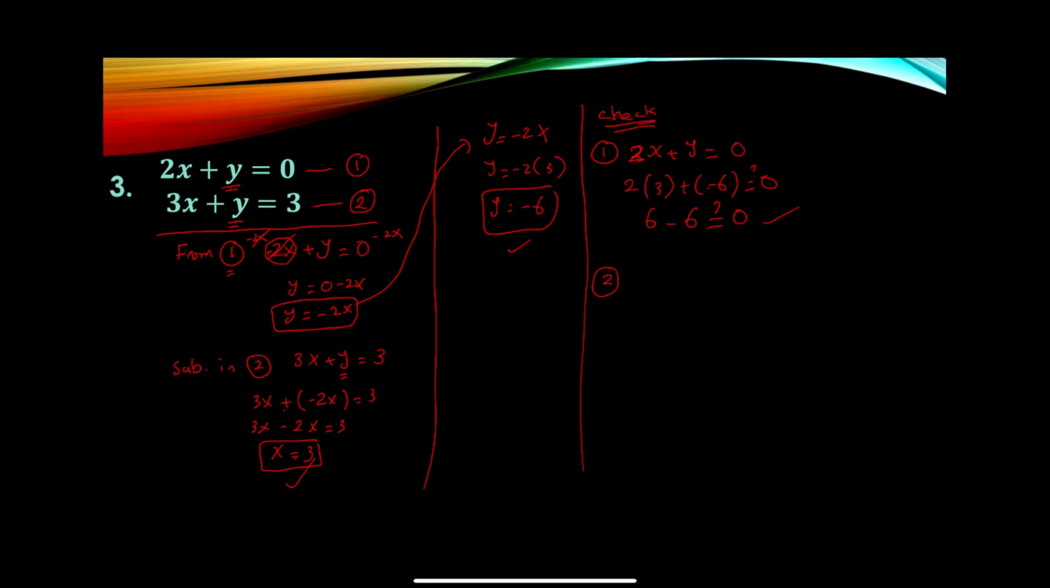Equation number 2: 3x plus y equal 3. Instead of x, I write 3. So it's 3 times 3 plus, instead of y, I write negative 6. Is that equal 3? 3 times 3 is 9. Plus and minus will give us negative. Is it equal to 3? But we know that 9 minus 6 is 3, which is equal to 3. So the solution is true.